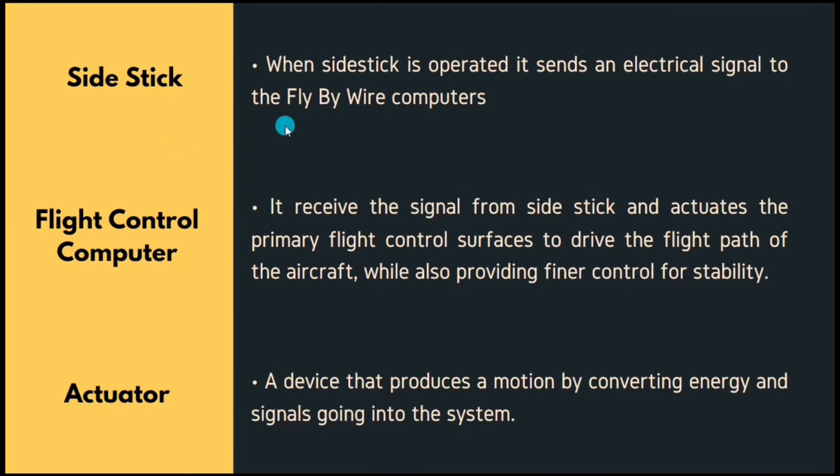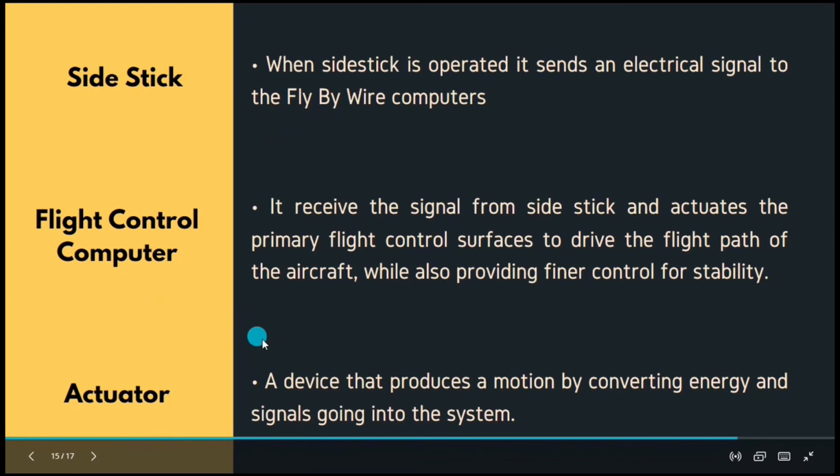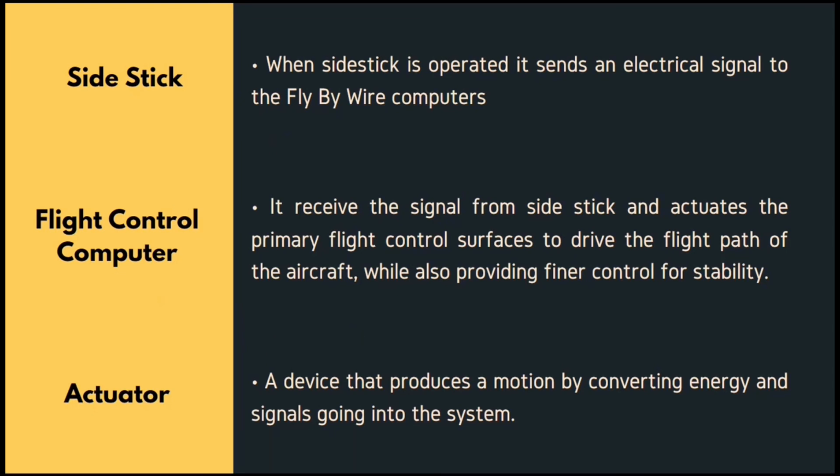Firstly, the side stick. When a side stick is operated, it sends an electrical signal to the fly-by-wire computers. The flight control computer receives the signal from the side stick and actuates the primary flight control surfaces to drive the flight path of the aircraft, while also providing final control for stability. Lastly, the actuator. It is a device that produces a motion by converting energy and signals going into the system.